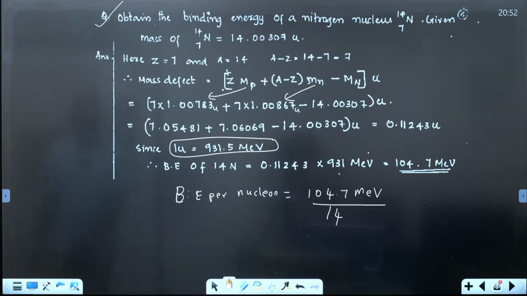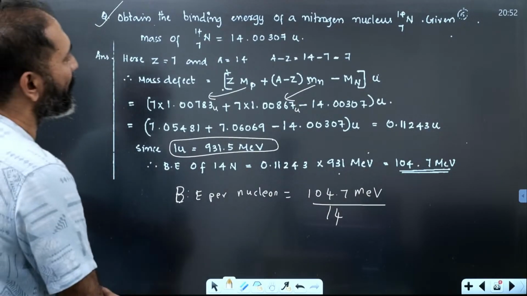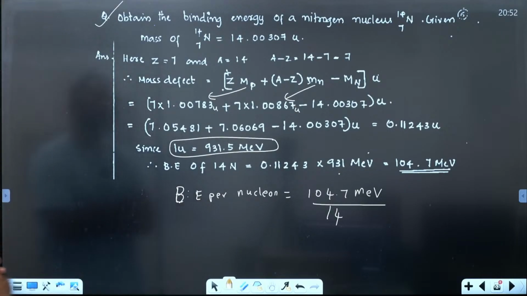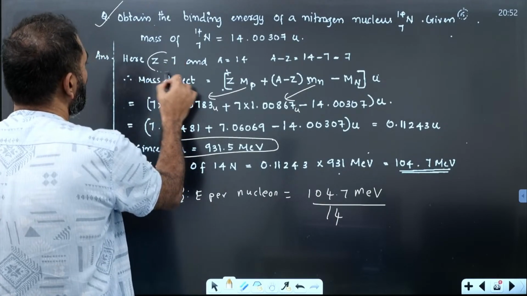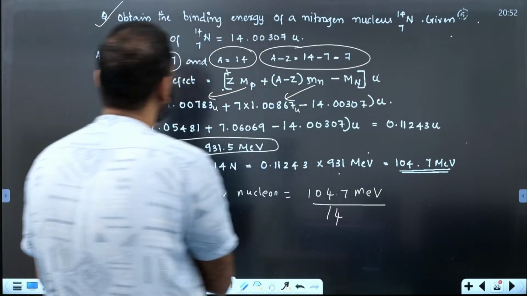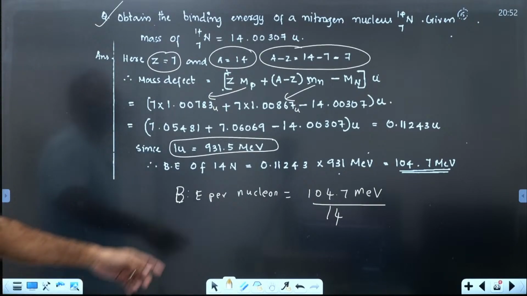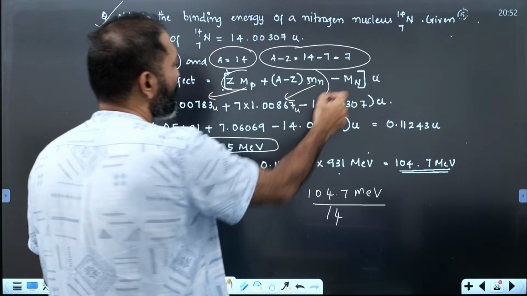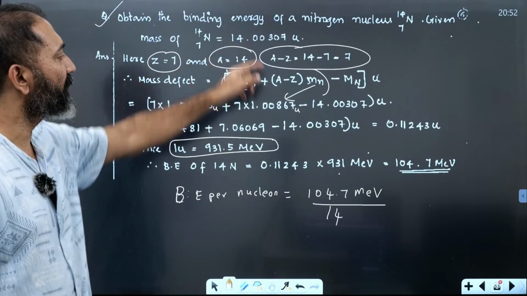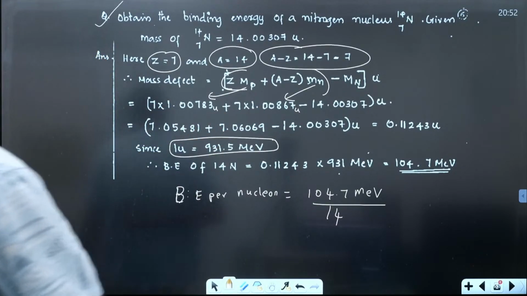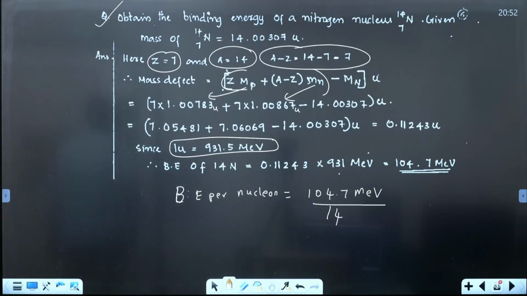Okay. Problem: obtain the binding energy of the nitrogen nucleus given the mass of 7N14. Given the atomic number is 7 and the mass number is 14, the number of neutrons is 14 minus 7 equals 7. So what is the mass defect? Mass defect is the total mass of nucleons minus the mass of the nucleus. The mass of the nucleus is given in the question. The mass of nucleons you have to find out. Given 1 atomic mass unit is equal to 931.5 MeV.